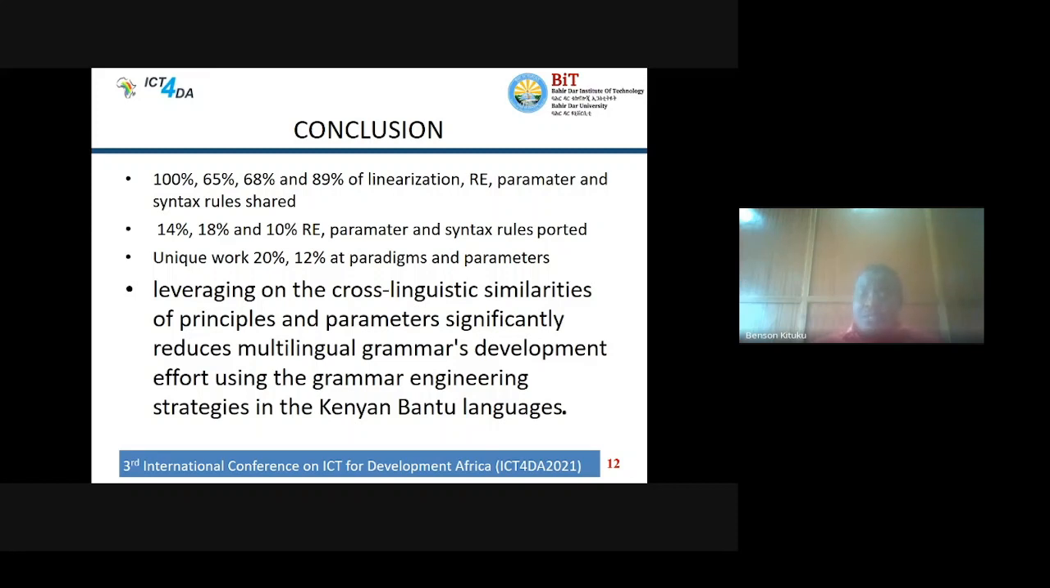Therefore, the rule-based method would have reduced the labor intensity and the slowness on how to make this computational grammar by just using the cross-linguistic. Therefore, we can conclude that leveraging of these cross-linguistic similarities of principles and parameters significantly, as shown above, reduces the multilingual grammar development effort by using the grammar sharing and grammar porting for Kenyan Bantu.